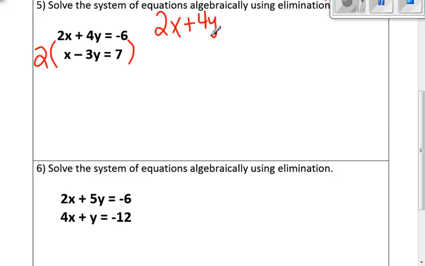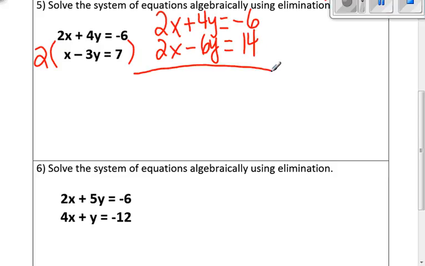2x plus 4y equals negative 6. 2x minus 6y equals 14. Again, you need to do the 7 times 2. I noticed that we have a positive 2x and a positive 2x. That means we're going to subtract. Big subtraction sign out in front. So let's subtract. 2x minus 2x cancels. 4y minus negative 6y is 10y. Negative 6 minus 14 is negative 20.